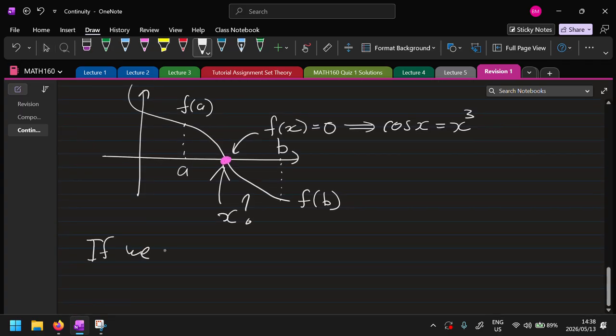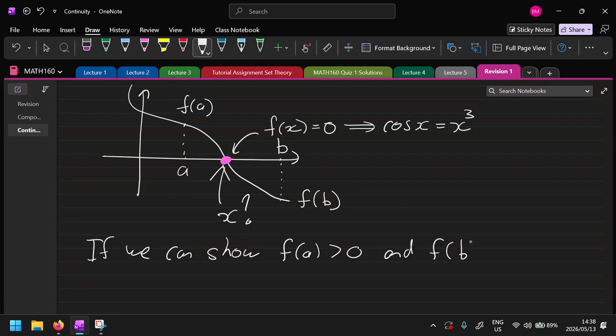Okay, so if we can show f of a is positive and f of b is negative, then how do we get from a positive number to a negative number? You must go through 0.